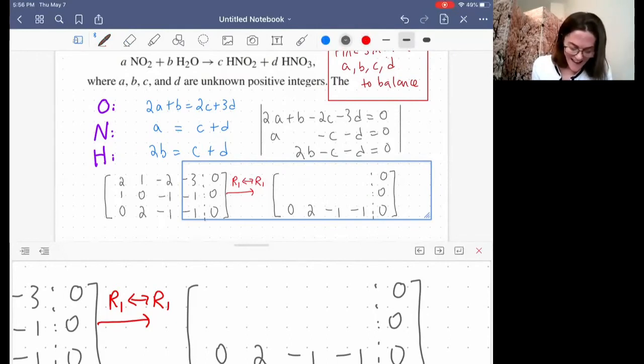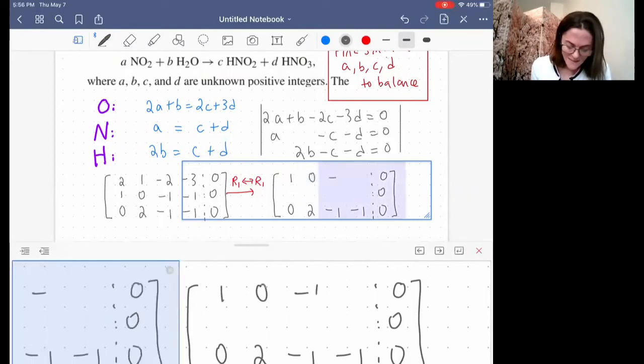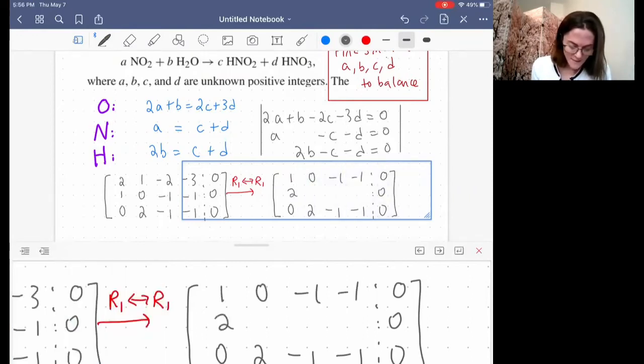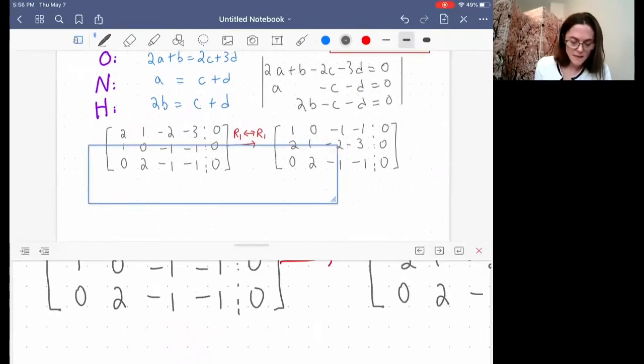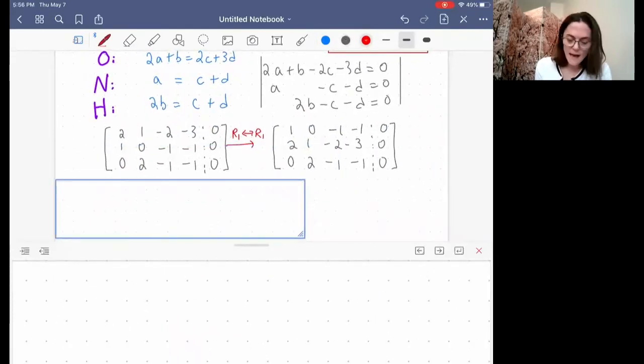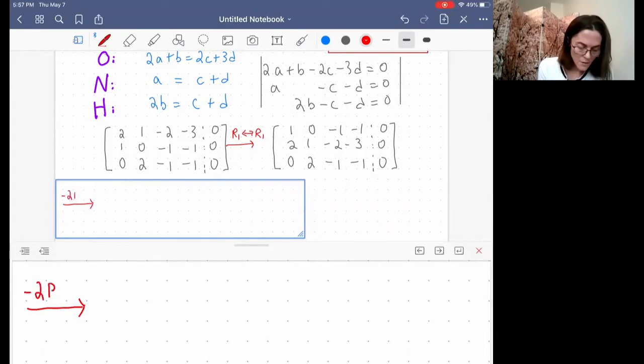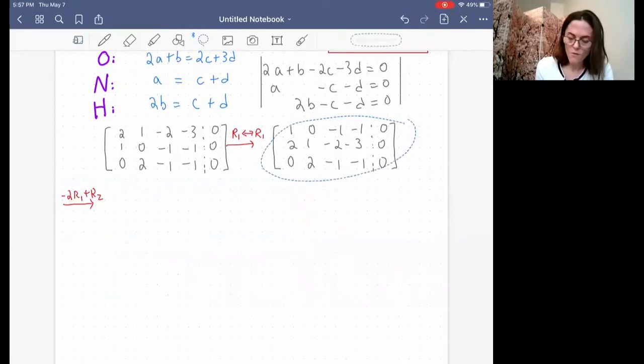Okay, so I have 1, 0, minus 1, minus 1, and then I have 2, 1, minus 2, minus 3. I have interchanged those 2 rows. Very nice. What will happen next? Well, now, you see, I already have my first leading 1. So I'm going to take minus 2 row 1, add it to row 2, copy, paste.